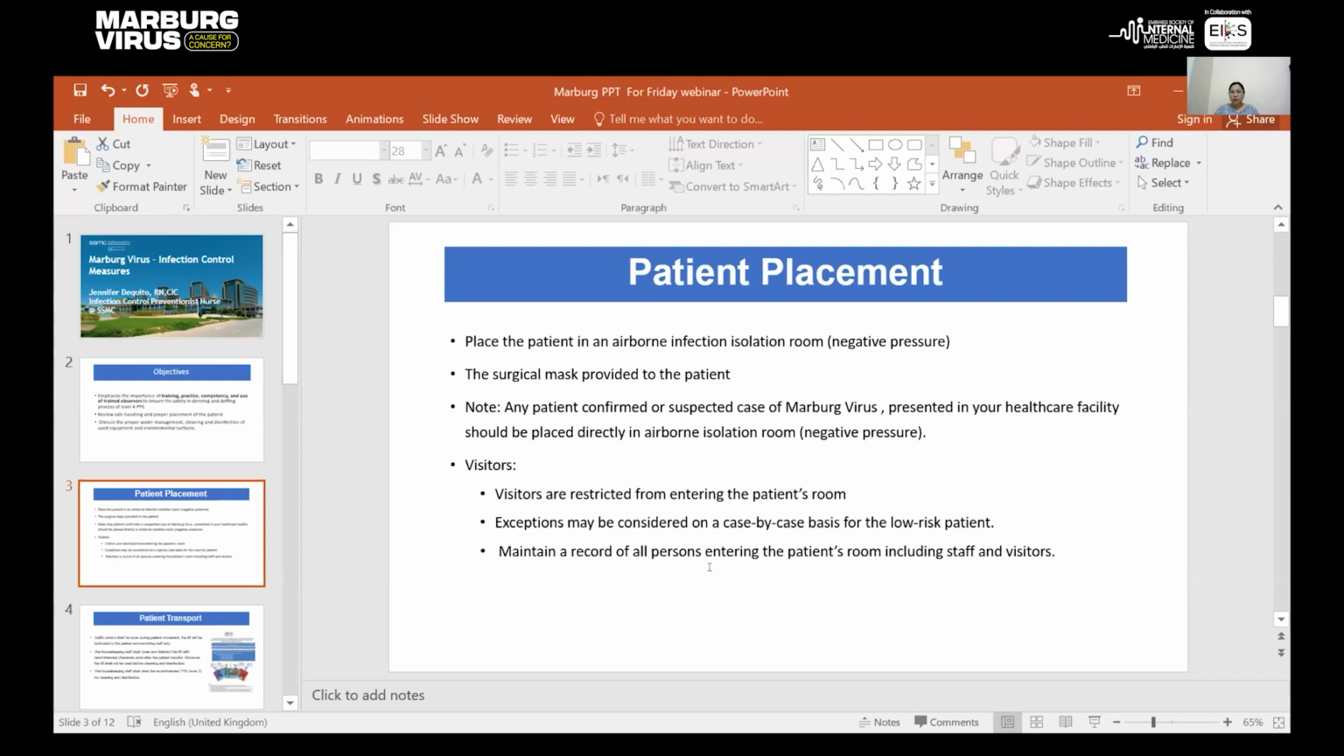Any patient confirmed or suspected case of Marburg virus presented in your facility should be placed directly in isolation room. Visitors are restricted from entering the patient room. Exception may be considered on case-to-case basis. Maintain a record of all persons entering the patient room, including staff and visitors.